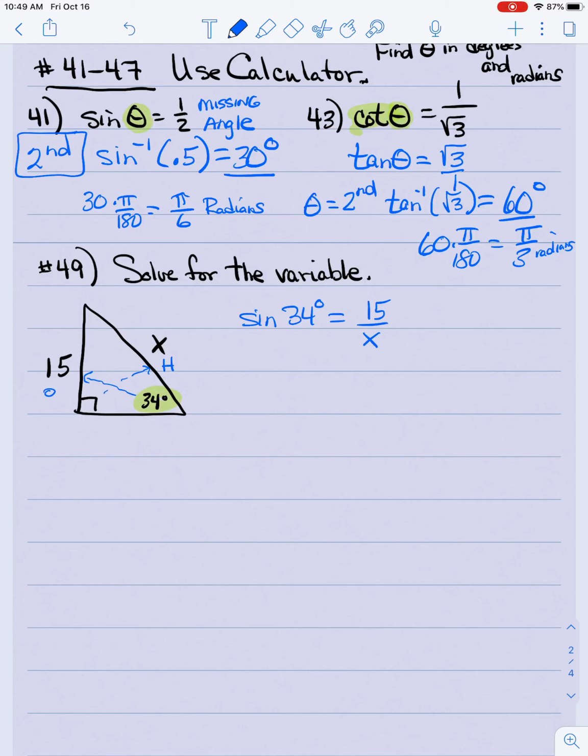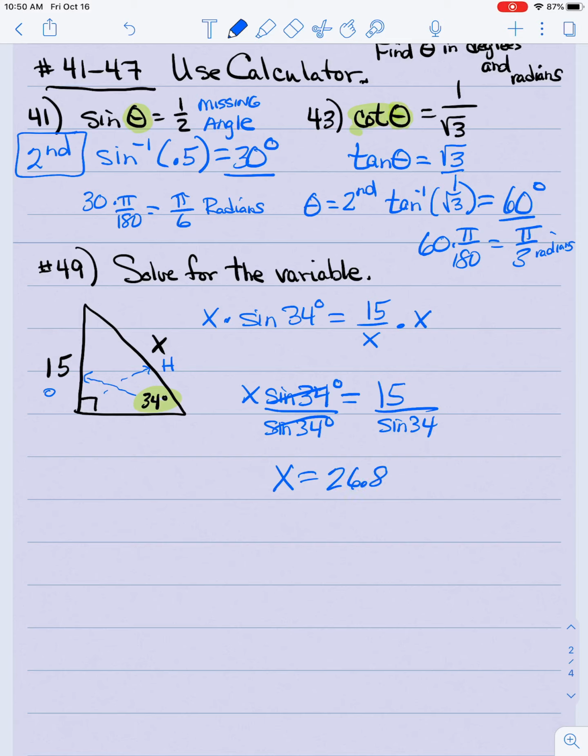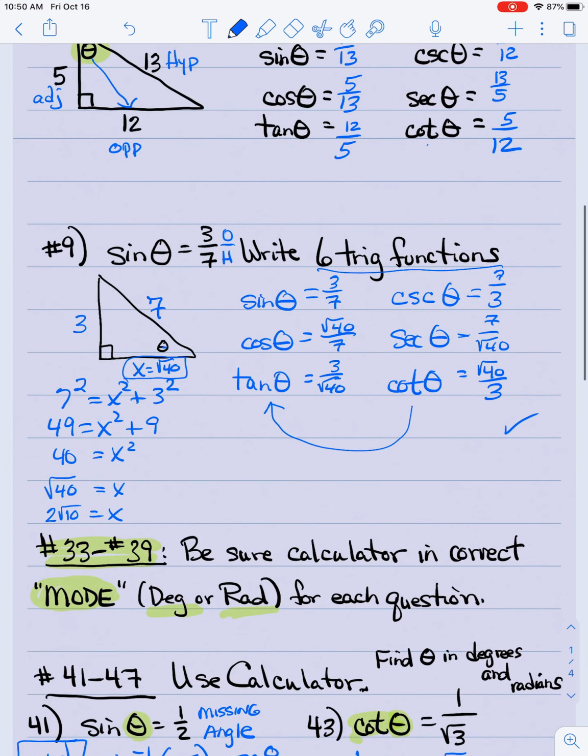Okay, then you got to go through here and do a little solve, multiply both sides by x. So x times the sine of 34 degrees equals 15. Divide both sides by the sine of 34. Okay, so then this becomes a calculator problem. 15 divided by sine 34 should be around 26.82, and you're done.